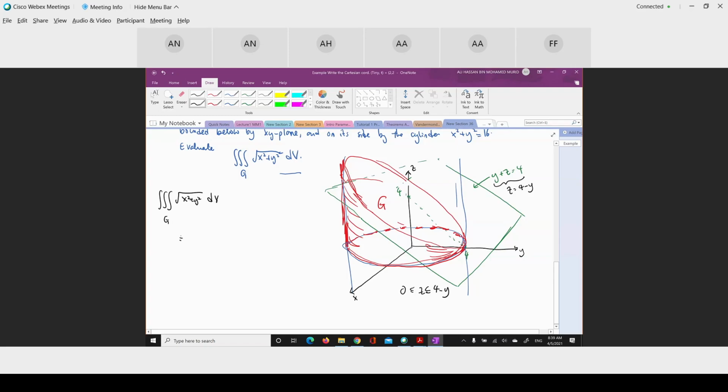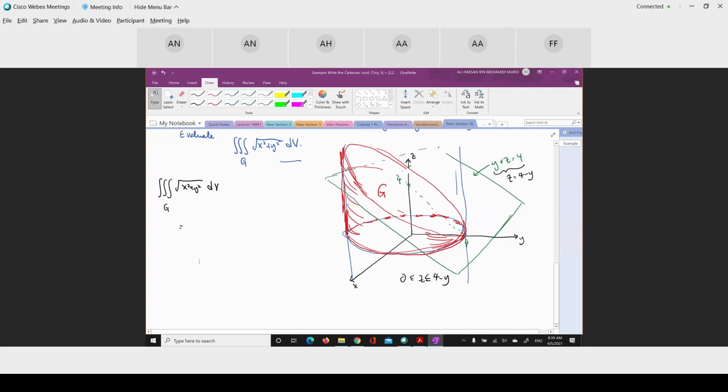Let me try to express this in terms of Cartesian coordinates first. How would the triple integral look in Cartesian coordinates? We integrate first with respect to z. z is between 0 and 4 minus y. And then what about y? If you look at the xy plane, on the xy plane it is a circle, this blue region here.